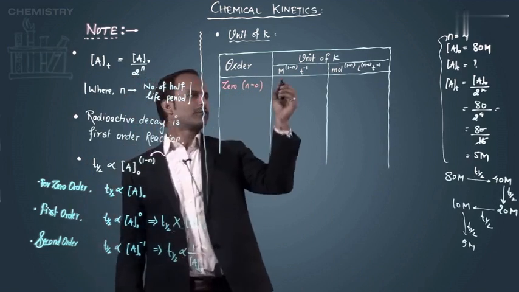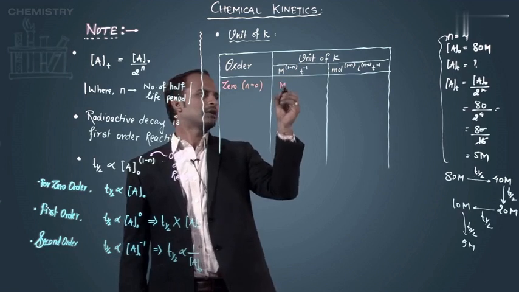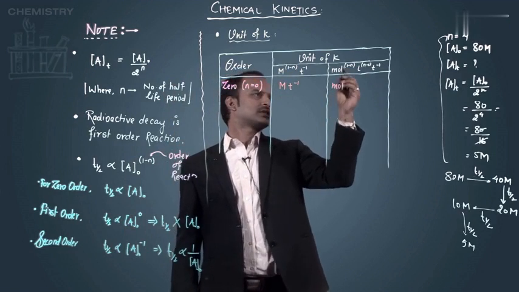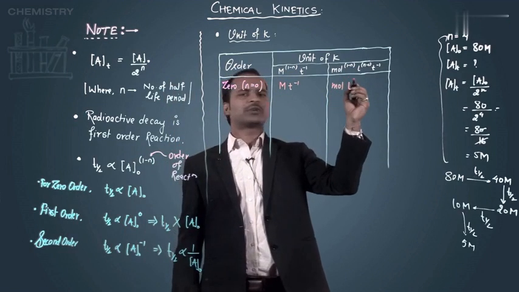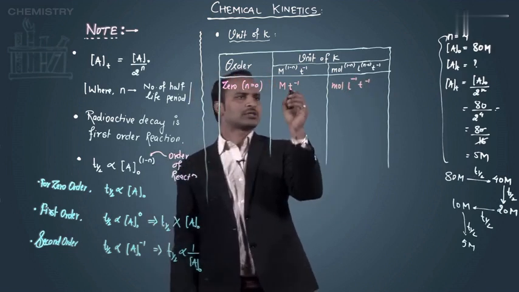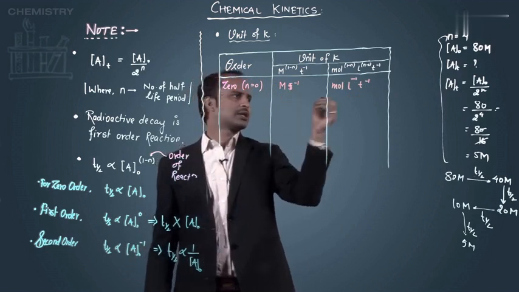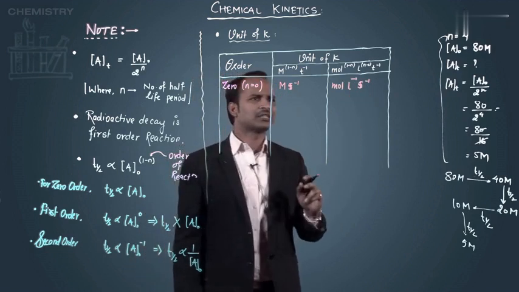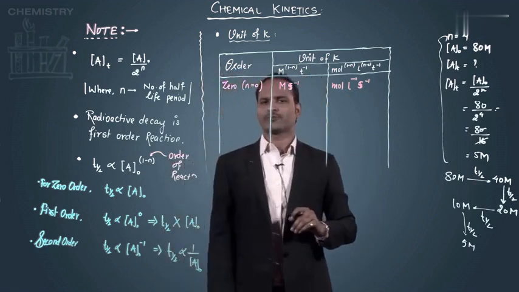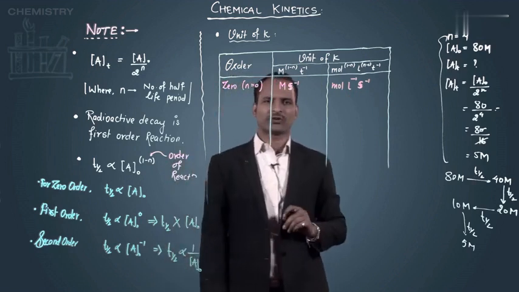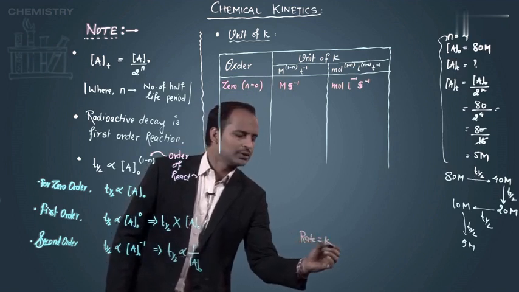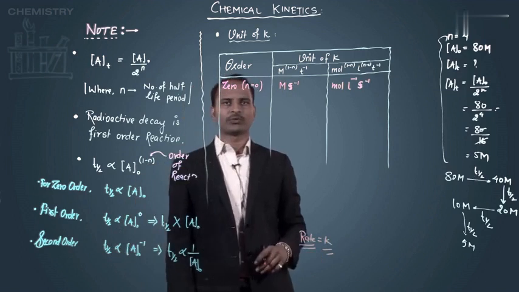For zero order reaction, n will be equal to 0. Then we will have M raised to 1 minus 0, that is M only, per time. And here, mole raised to 1 minus n, that is mole, liter raised to n minus 1, that is minus 1, per time. Here we are considering time in seconds, so it is per second. The unit of rate constant for the zero order reaction is like the unit of the rate of reaction, because for the zero order reaction rate is equal to K, so the unit is also the same.